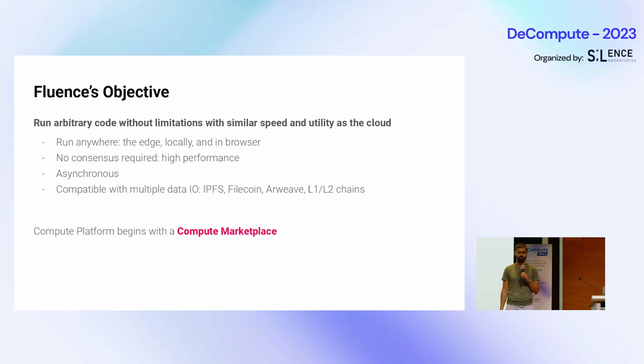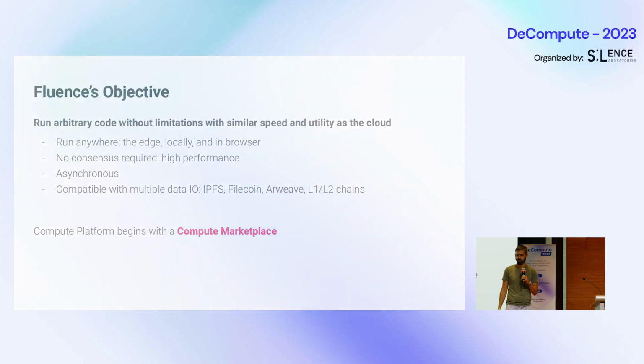No consensus required, it's optional, and that means that we have a highly performant computation, which is quite cheap. It's asynchronous, so you can use parallelism on the network heavily. And it's compatible with multiple data I/O. You can read and write from different protocols and chains like IPFS, Filecoin, Arweave, L1, L2, and so on. And a compute platform begins with the compute marketplace.